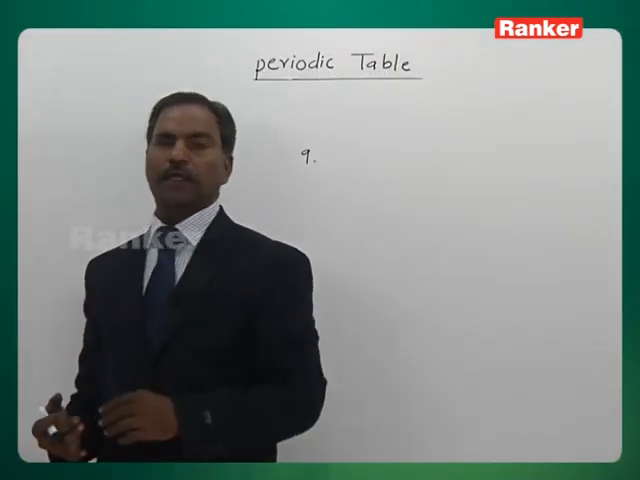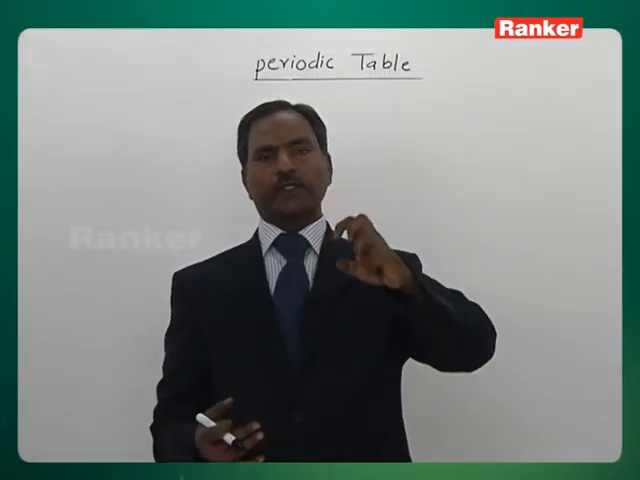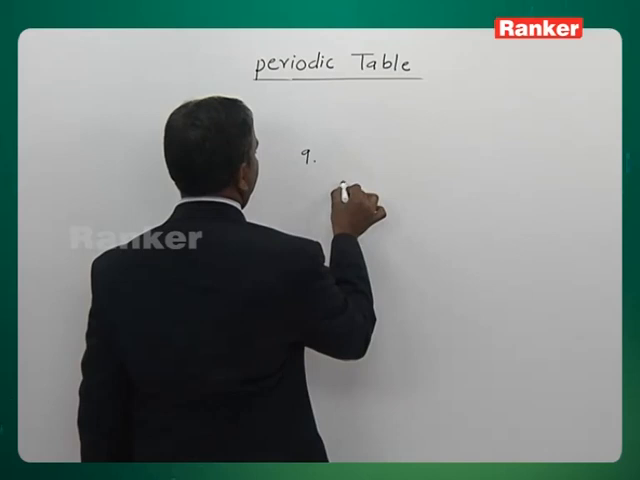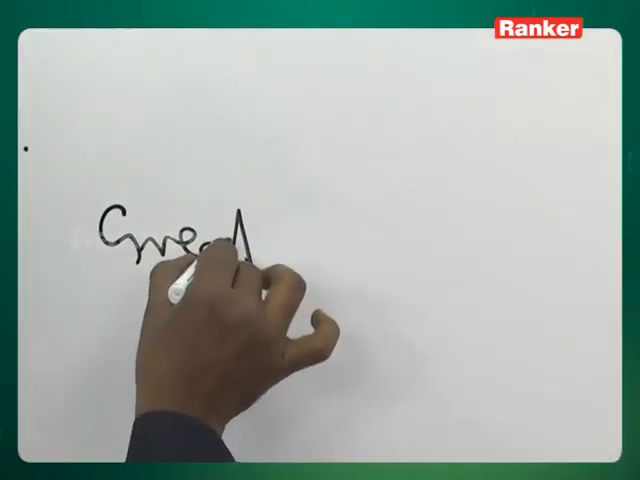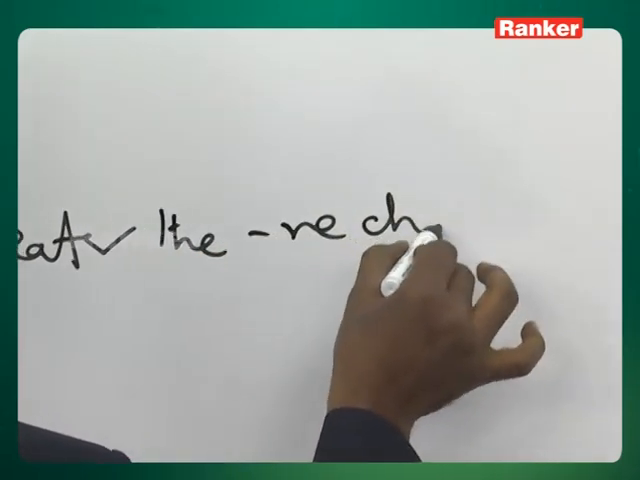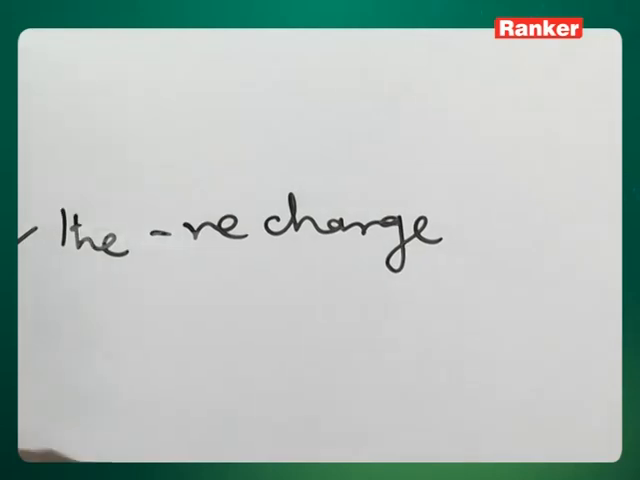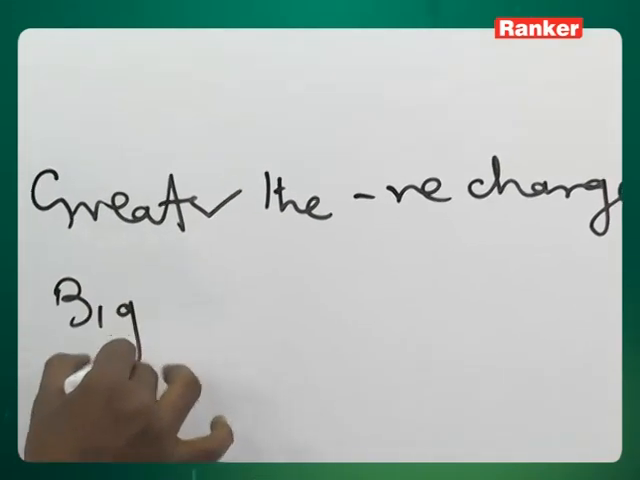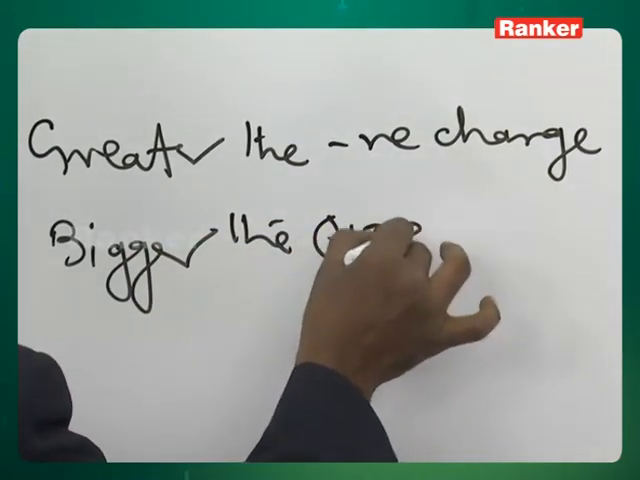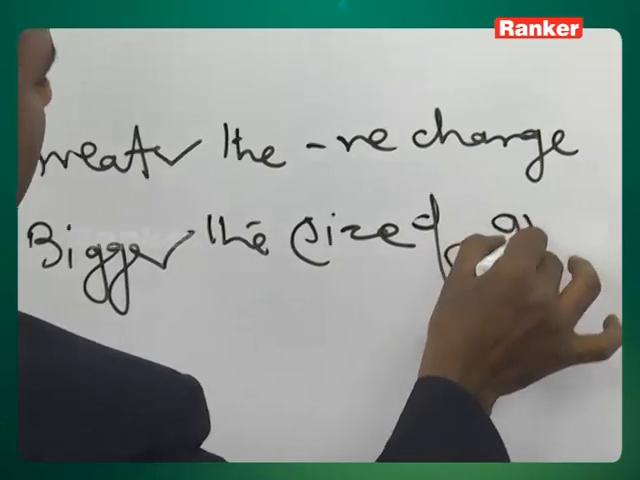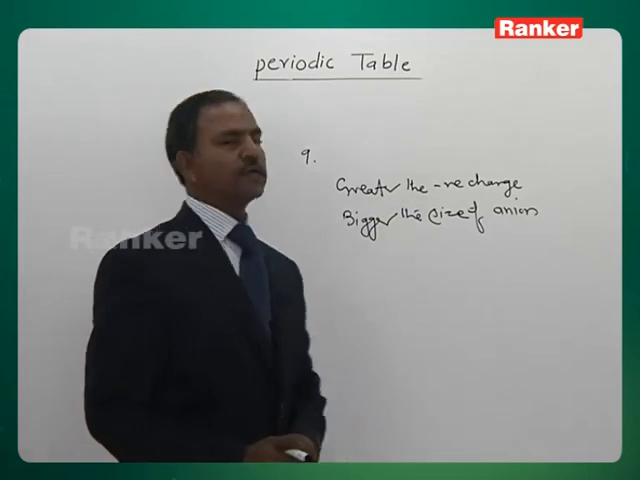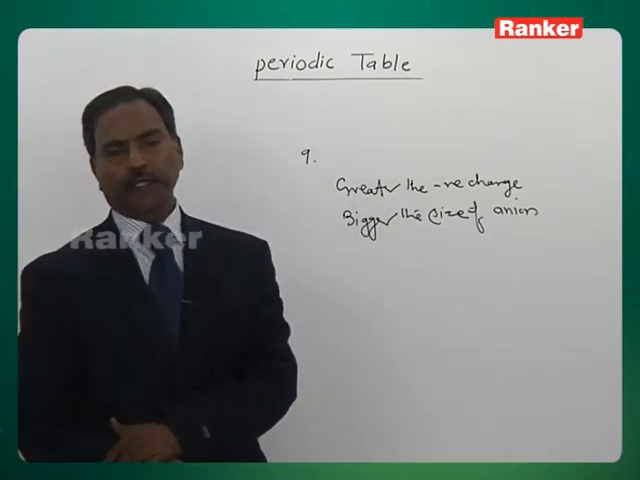See, whenever these particular ions are given, check it. Greater the negative charge over the anion, bigger the size. I will put a statement here: greater the negative charge, bigger the size of the anion. According to this particular concept, let us see.